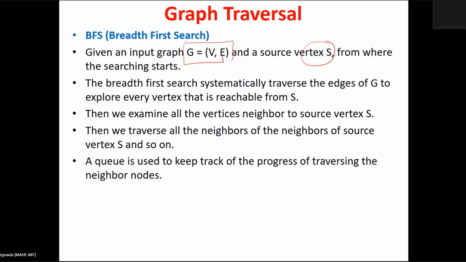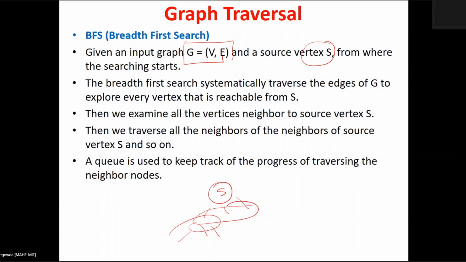Then we examine all the vertices neighboring the source vertex S. Then we traverse all the neighbors of the source. That means first, given a source vertex, I traverse to all the source's neighbors. After that, I traverse to the neighbors of these neighbors, one by one.